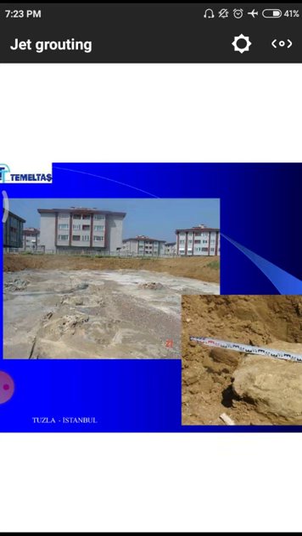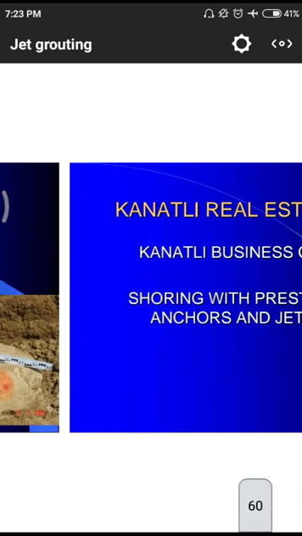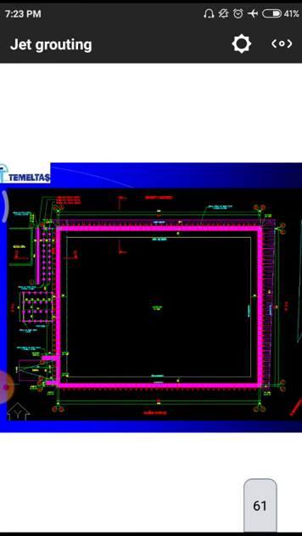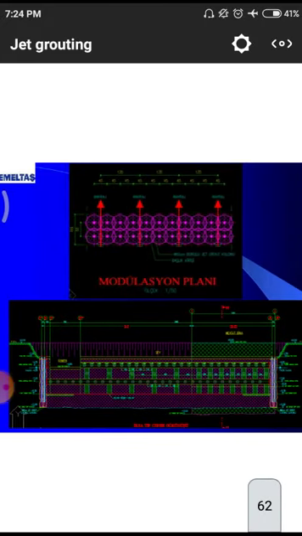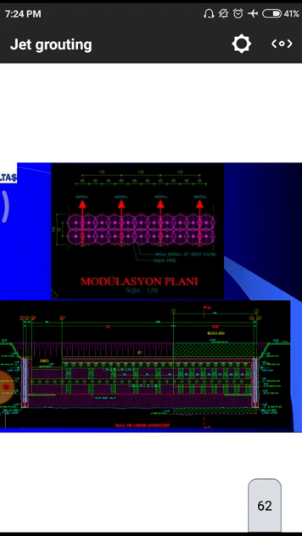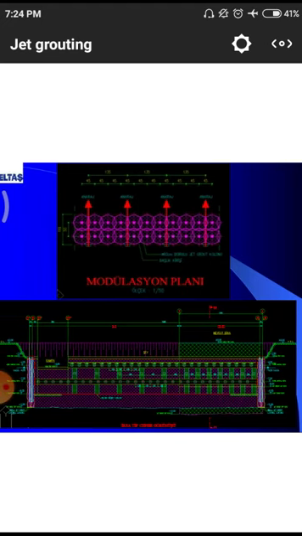Here also the total subsurface is treated with this soil cement base. The total pink portion whatever he is showing is a jet grouted portion along the periphery of the structure. On one side we have to observe some small dots; those are foundations. Here also we have to observe a plan of the structure.